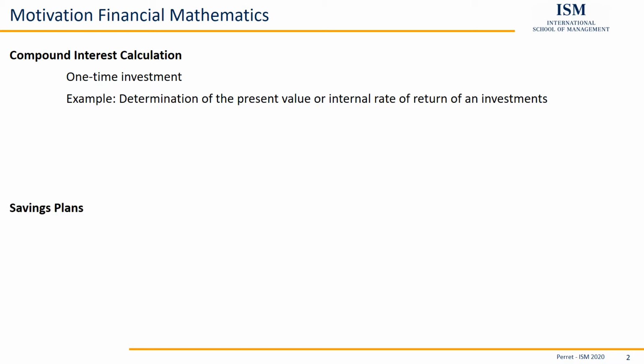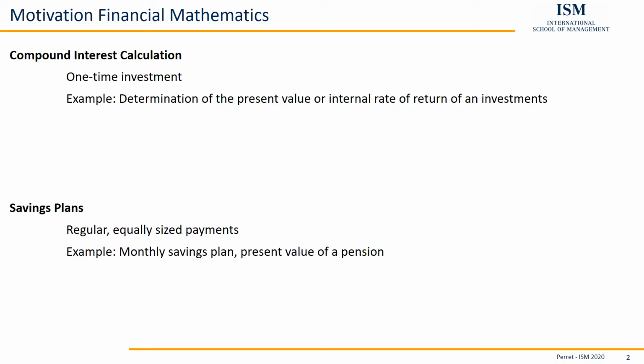If we consider something else, like regular equally sized payments, so for example every month you save some money, then we're talking about savings plans, we're talking about pensions. That's actually what we can do with this here. We can talk about monthly savings plans, yearly savings plans. Each month you save 500 euros. What can you expect to have saved up in 50 years?